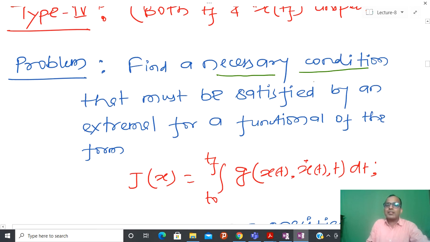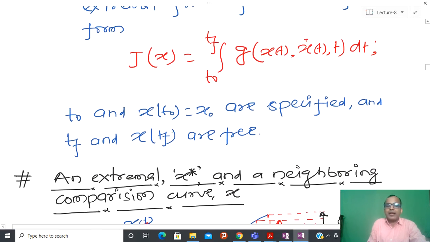We have to first find a necessary condition for the more generalized case where both TF, the terminal time, and the terminal state are unspecified. After that we have to extremize this particular functional. Again we are repeating here that T0 and X(T0) are specified, but both TF and X(TF) are free.